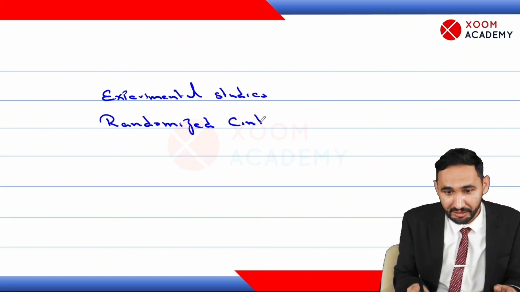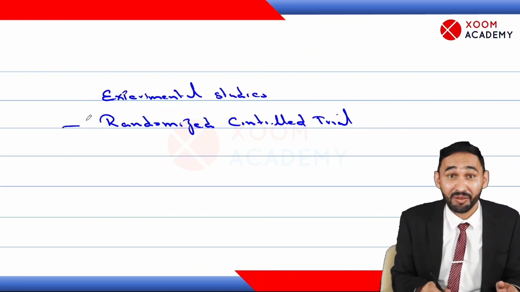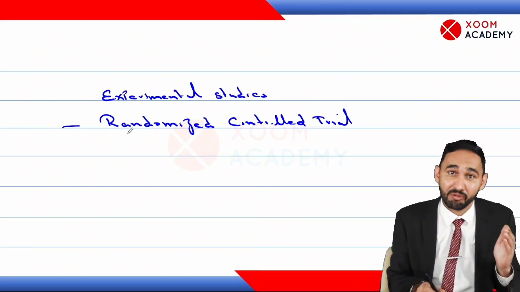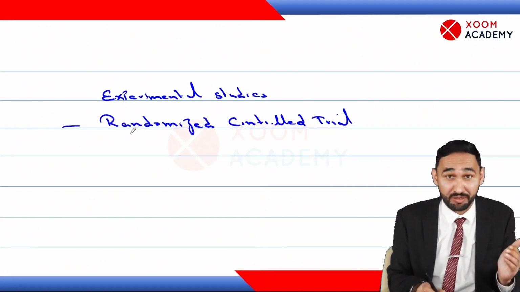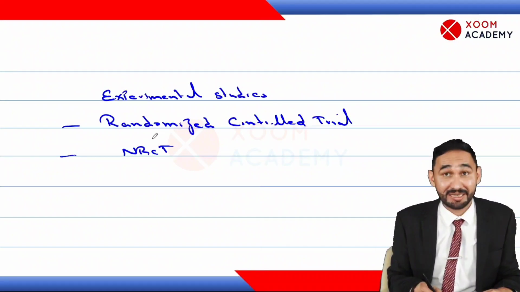Why is it called a randomized controlled trial? Because we randomly divide a population or a sample into two groups to minimize the bias. And the other one is the non-randomized controlled trial. Let's discuss them.